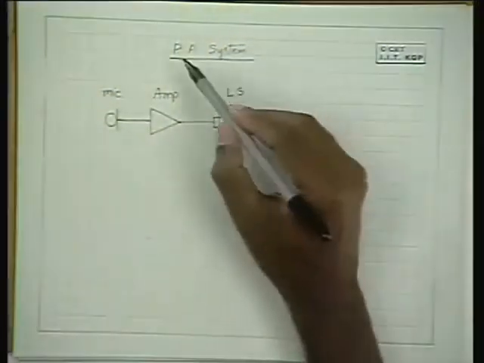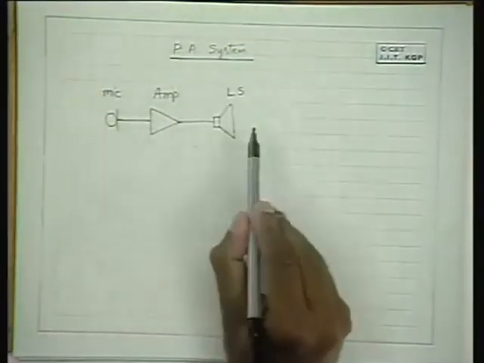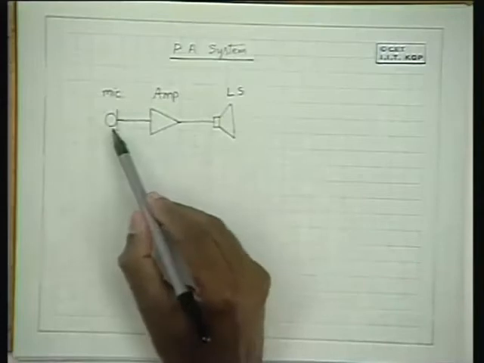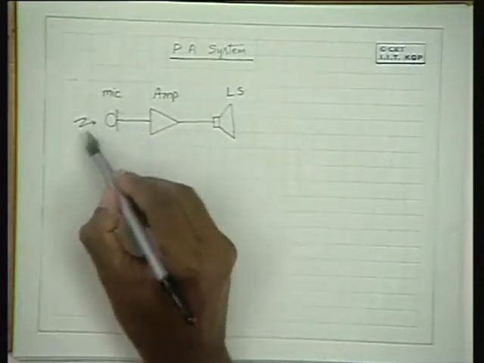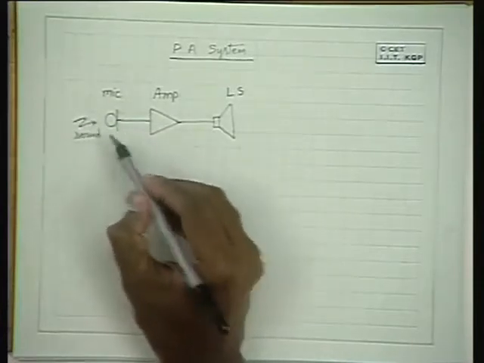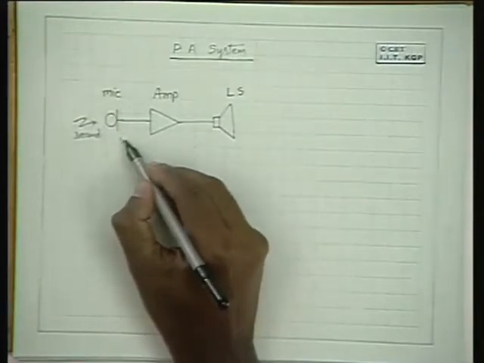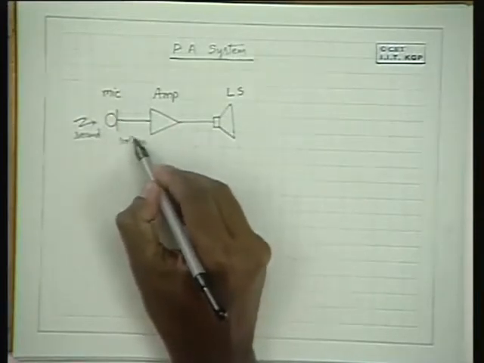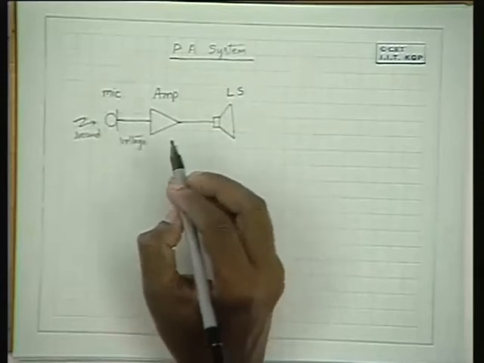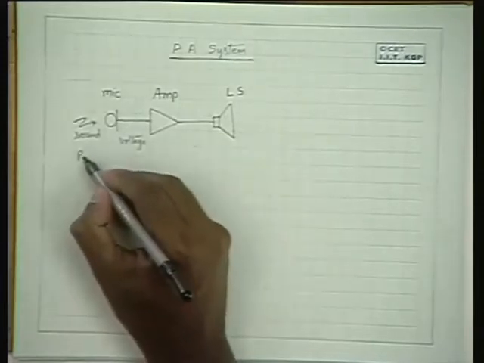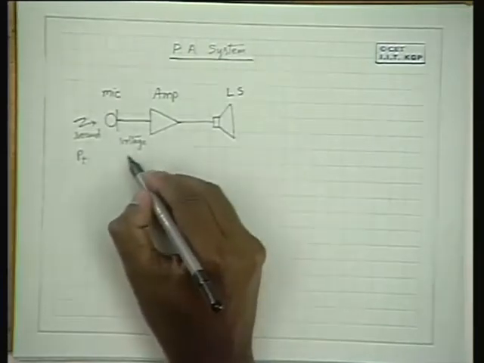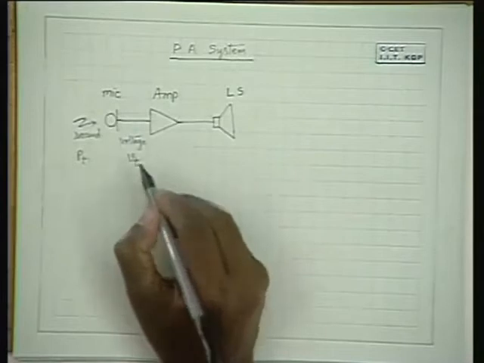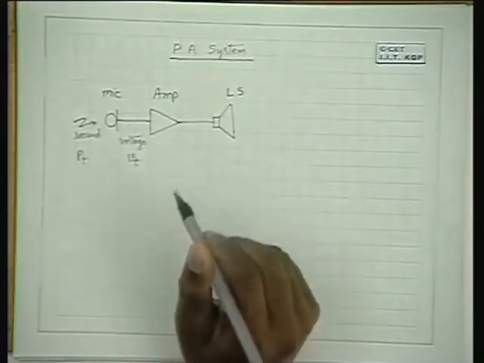Please look at this figure. So this is a public address system. It uses a microphone. The microphone converts the sound signal into an electrical voltage. So it becomes a voltage signal. Basically, it is a pressure as a function of time, a time function, which is converted to a voltage as a function of time, a voltage signal.